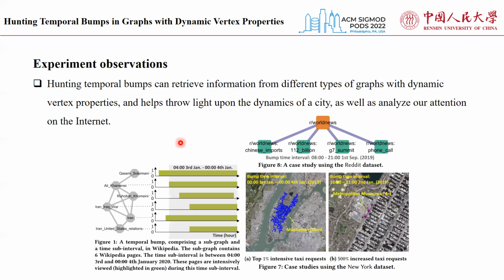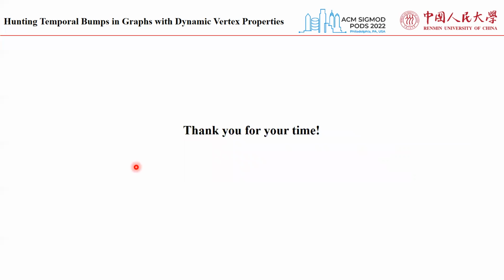In the end, we conduct several case studies and show that hunting temporal bumps can retrieve information from different types of graphs with dynamical vertex properties. Specifically, we use the Wikipedia dataset to show that hunting temporal bumps can help us analyze our attention on the internet, while we use the New York dataset to show that hunting temporal bumps helps shed light upon the dynamics of a city. So this is our work, hunting temporal bumps in graphs with dynamical vertex properties. Thank you for your time.